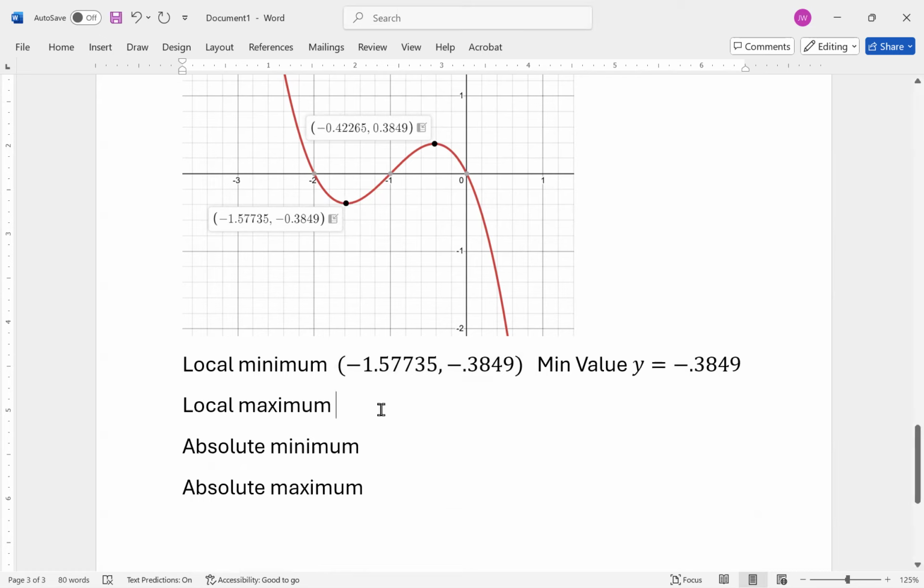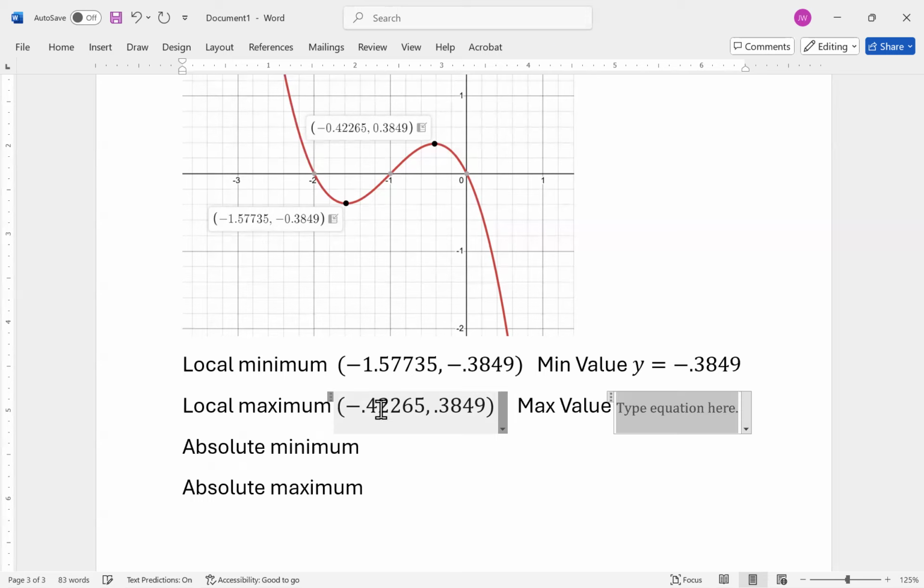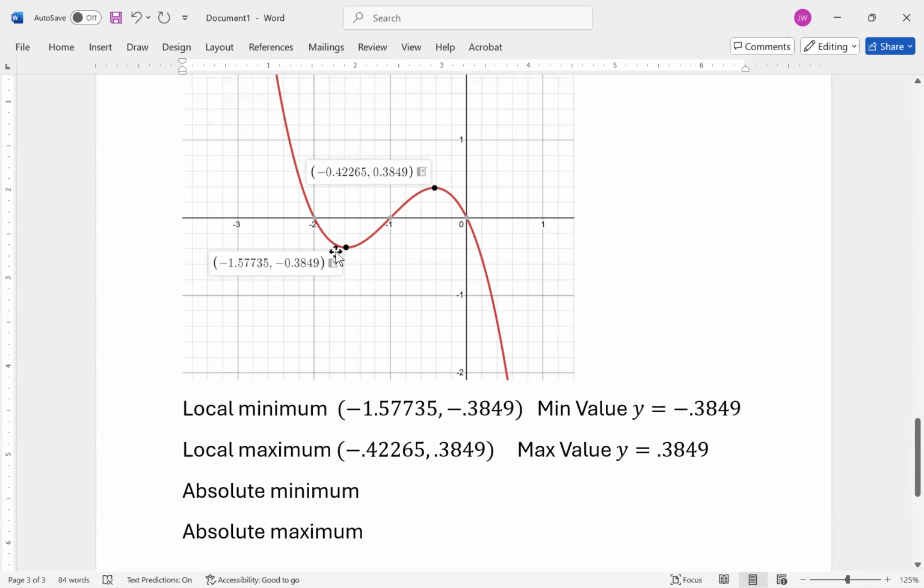The local maximum point is at negative 0.42, comma, 0.38. And that means that the local maximum value is the y value of about 0.38. So this graph has one local minimum, one local maximum.